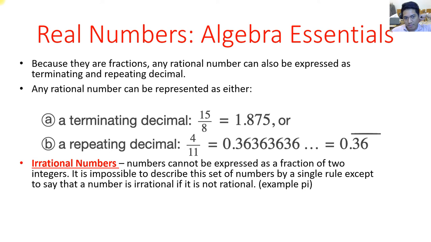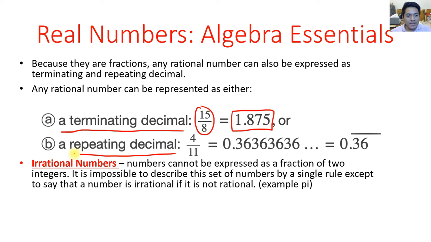Any rational number can be represented as either a terminating decimal, an example of which is 15 over 8. Terminating means that if you divide it, you will come up with a terminating decimal value. A repeating decimal is one that keeps on repeating as you try to divide it. So that is the rational numbers.